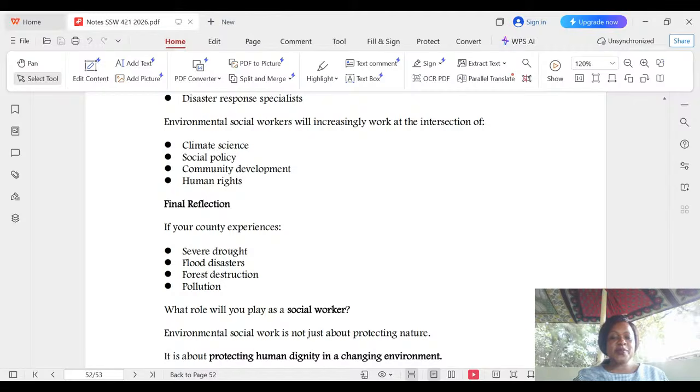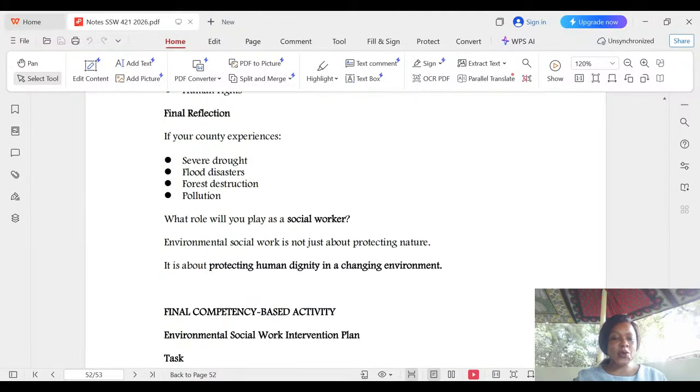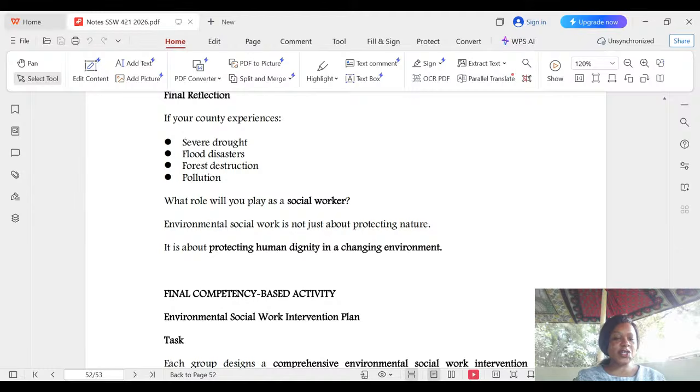Environmental social work is not just about protecting nature, it is about protecting human dignity in a changing environment. When floods come, they can really expose a person, you know, even remove all their clothing.